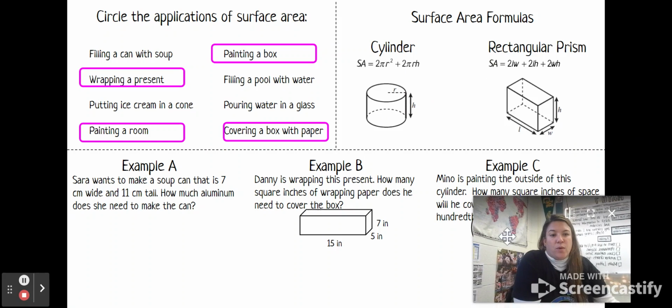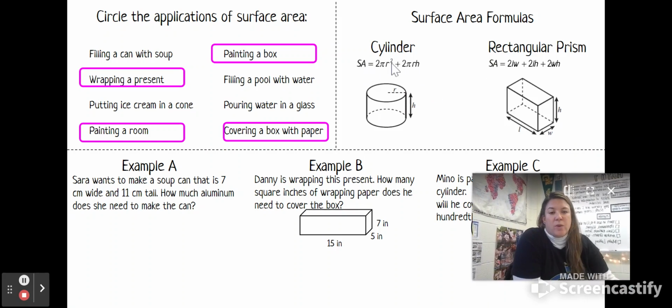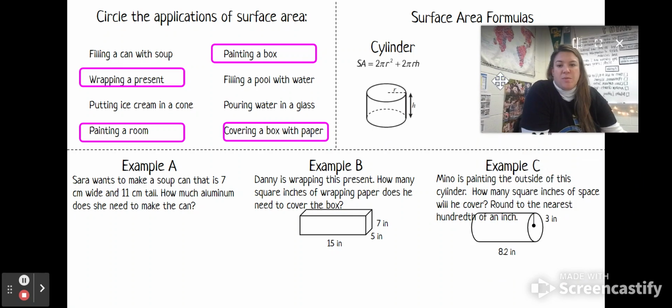Make sure you have your two formulas written down, 2 pi r squared plus 2 pi r h. That's the cylinder. It's the really long one, but so is the prism one today. These are two very long formulas, a lot of plugging in, so you might not finish as many problems as you did last class. So surface area equals 2 times length times width plus 2 times length times height plus 2 times width times height. All right, let's try a couple of examples before you practice.